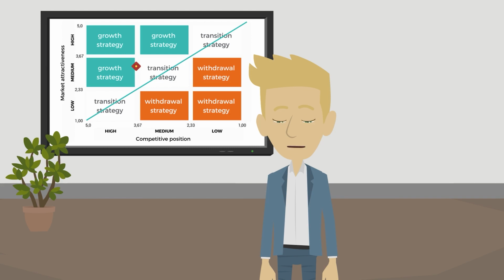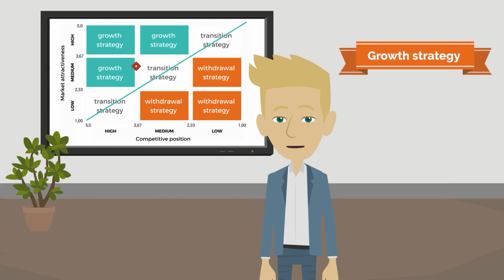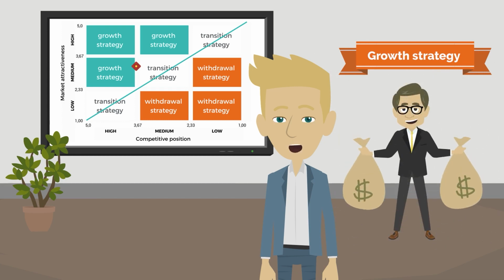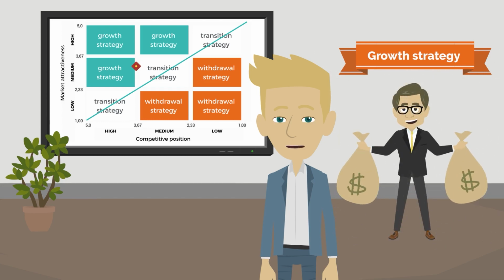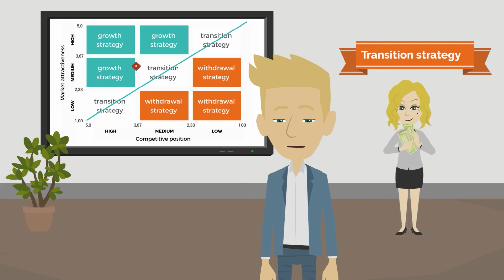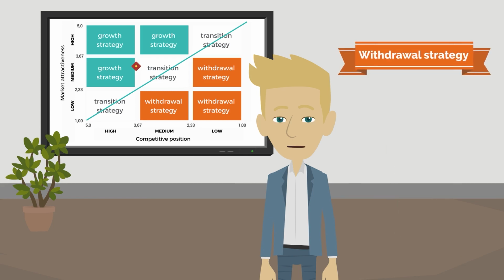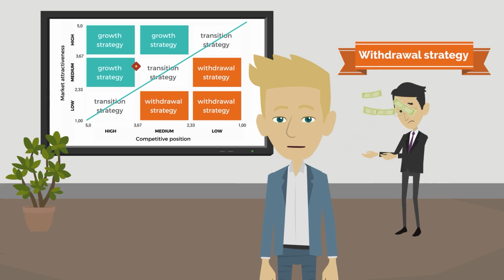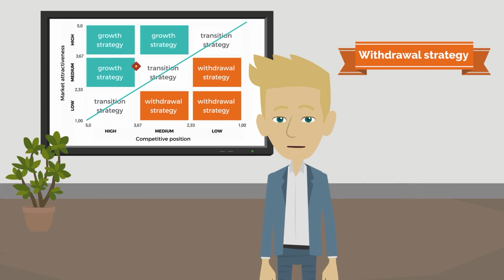Depending on where we place the business unit on the McKinsey Matrix, we can follow one of the 3 strategies. Growth strategy. This applies to those business units that are above the diagonal of the matrix. In their case, it's recommended to invest in their development or expansion. Transition or sustaining strategy. This applies to these business units that lie on the diagonal, which may need selective investment in order to be profitable. Withdrawal strategy. This one applies to these business units that have neither achieved a satisfactory competitive position nor operate in an attractive market. We should withdraw them from the market or sell them.